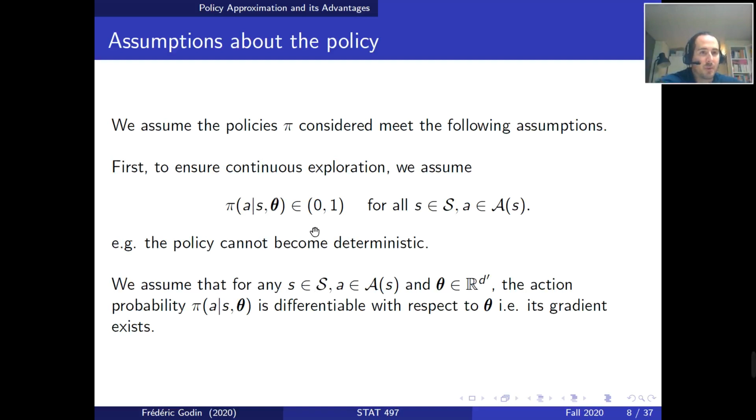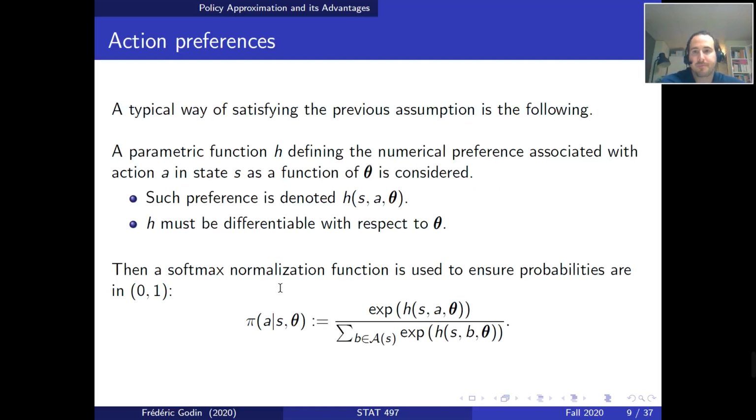The other assumption that we will make is differentiability with respect to theta. We're going to assume that we can differentiate that function pi with respect to theta, and the reason why we do that is we want the gradient of this policy pi to exist. If the gradient does not exist, then methods of this chapter won't be applicable. So there exists a typical way, not the only possible way of course, but a very natural way of designing a policy which matches the previous assumptions, which is the following.